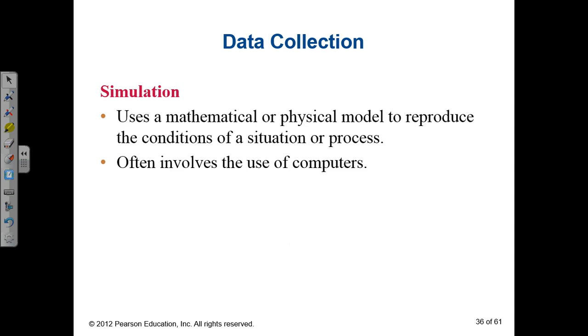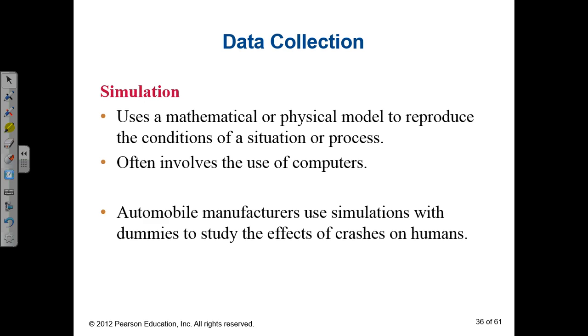Next is simulation. Simulation is often done with computers, and you are looking at what might happen. Things that are done with a simulation are often, if you are building an airplane, you do not put $1 million into an airplane and then see if it flies or not. You'll do a lot of simulations and try to reproduce the conditions before you actually put the airplane in the sky. Automobile manufacturers use simulations with dummies to study the effects of crashes on humans. Right? They do not actually put humans behind cars and crash them and see what happens.